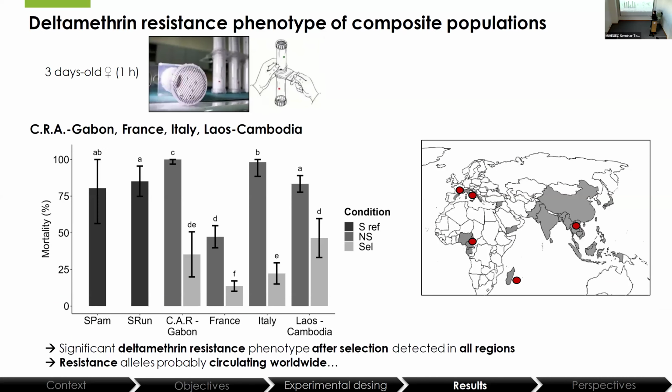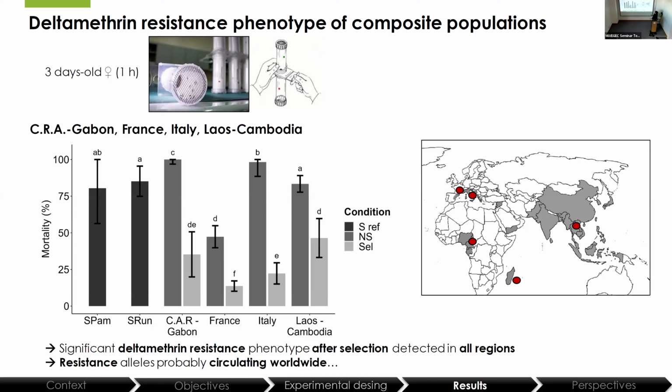So the first thing that we did was to characterize the deltamethrin resistance phenotype of composite populations. To do that, we exposed 3 days old females to 0.03% deltamethrin papers during 1 hour. For the rest of the presentation, I will present results for La Réunion separately because the experimental design is a bit different.